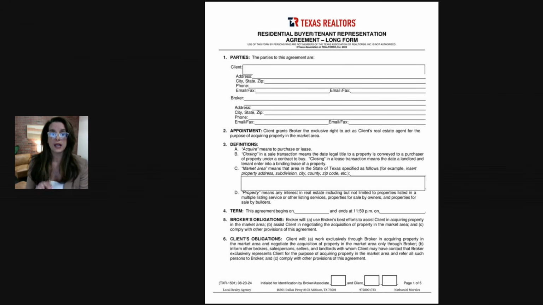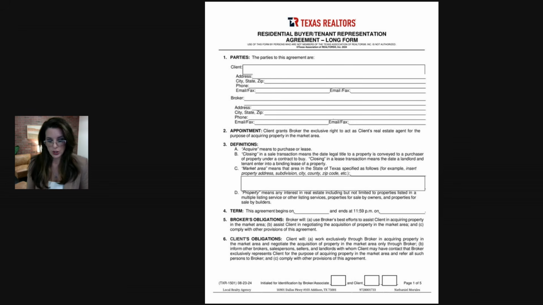If this date expires and you haven't done an amendment to the representation agreement, then you really have no claim to getting compensated. So make sure you are constantly on top of this date and that you are amending and extending it throughout the time you're representing the client.